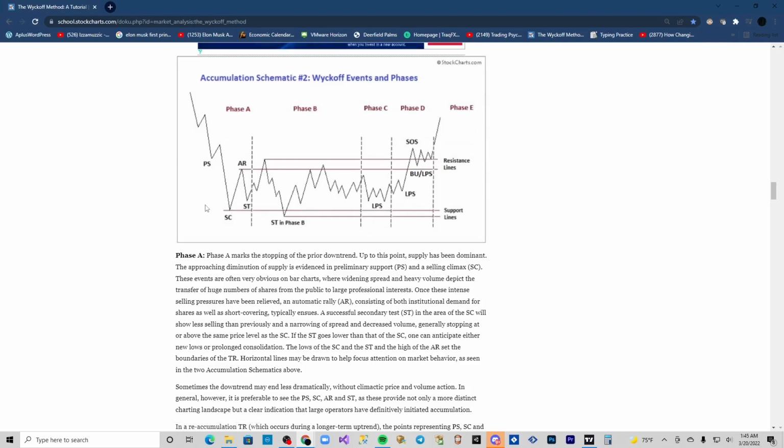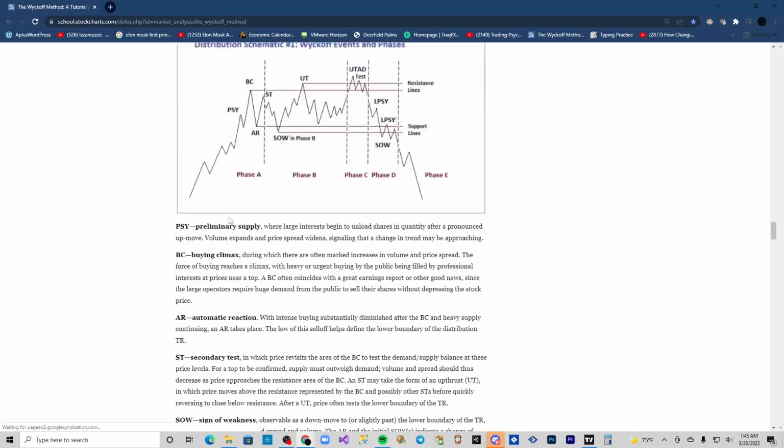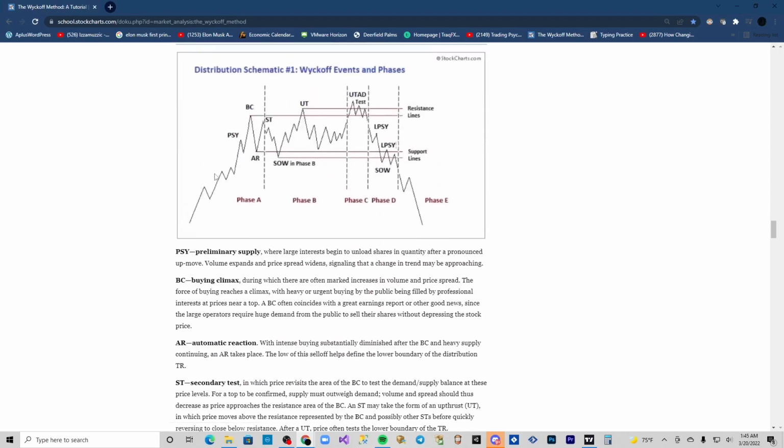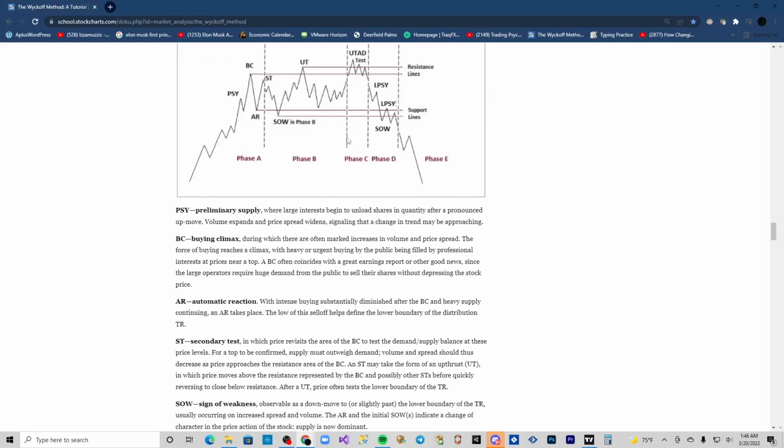which is just money, simply money. So you've got sellers and you've got buyers in the market. Let's take a look at this distribution schematic first. I want to take a look at this distribution. So we have this PSY, and you can label them if you want, but I'm going to show you the simplified version in a sec.